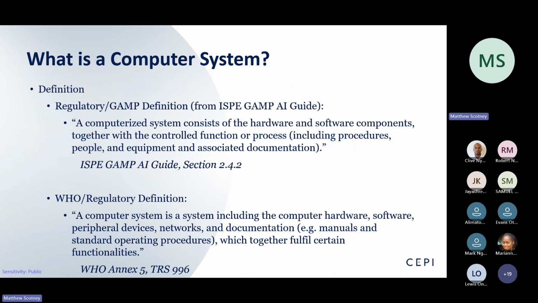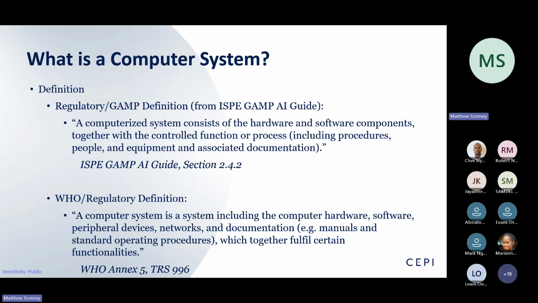So again, if we come back to some of the guidance documents and some of the regulatory documents, what it talks about is a computer system consisting of hardware and software components together with all the controlled functions or processes, including people, processes, equipment, and associated documentation. And that definition is a helpful definition, perhaps if you know what all of those words mean and how they all fit together. Likewise, WHO have a very similar definition.